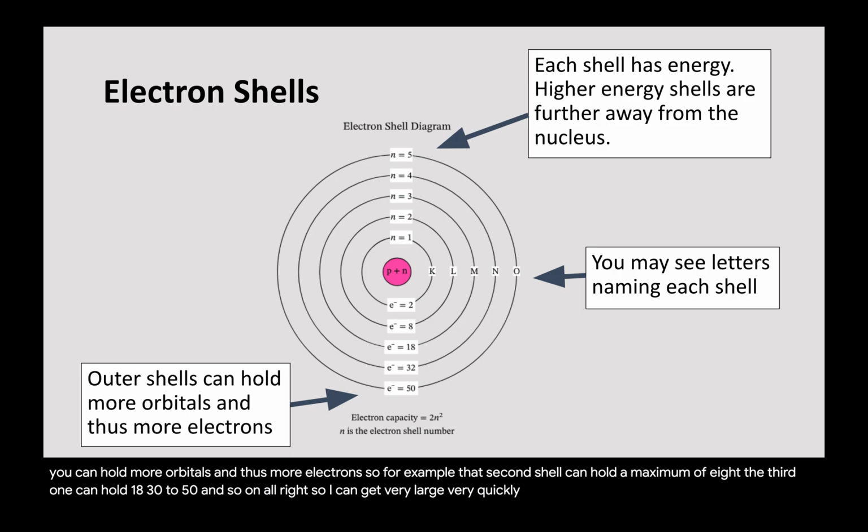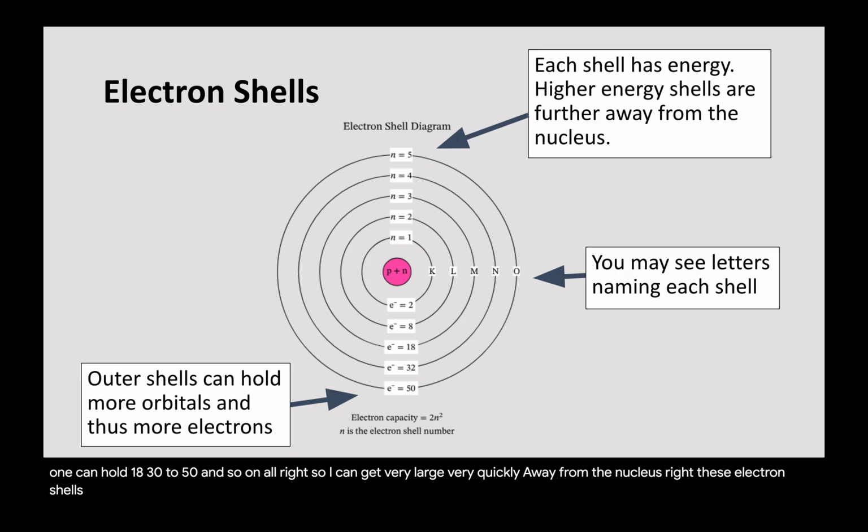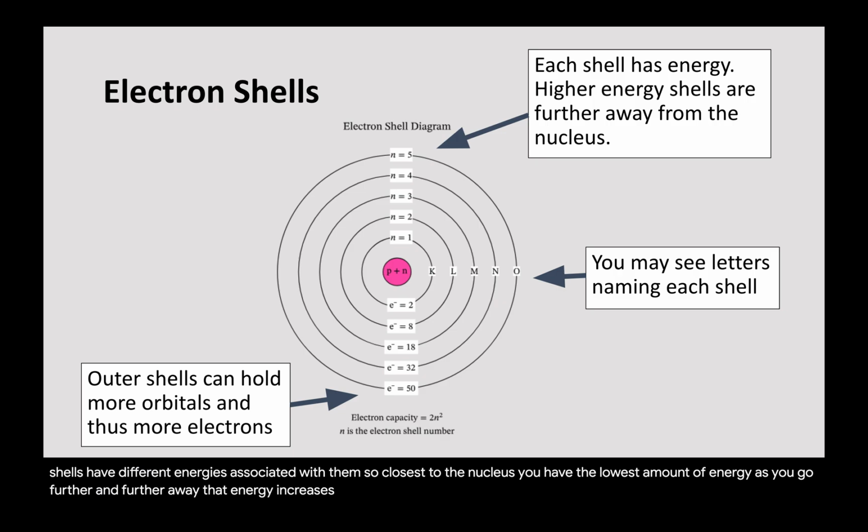As you go up or away from the nucleus, right, these electron shells have different energies associated with them. So closest to the nucleus, you have the lowest amount of energy. As you go further and further away, that energy increases. I'm not going to elaborate on this now, but when we talk about photosynthesis, we'll start to apply this concept.